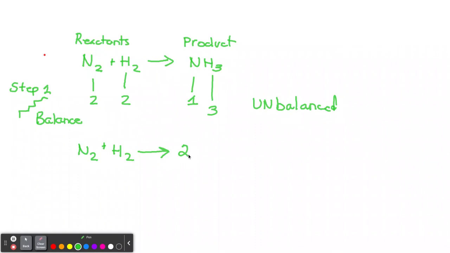So if we put a 2 here with the N, now there's 2 nitrogen. But now the problem is we have 6 hydrogen because there's 2 of these 3 molecules, right? Here's 1 molecule hydrogen, 2 molecules, 3, and we got 2 sets of those. That's why there's 6. So I need to get 6 over here. And over here we have 2 hydrogen molecules. So all I have to do is put a 3.